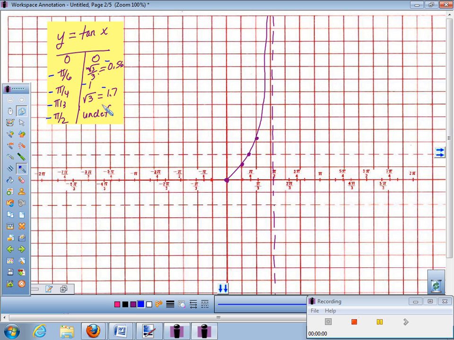So you're going to plot the exact same points. You're going to go negative pi over 6 over, down just a little over a half. Negative pi over 4 is going to be at negative 1. Then you're going to get your 1.7. And negative pi over 2 is going to be another asymptote.